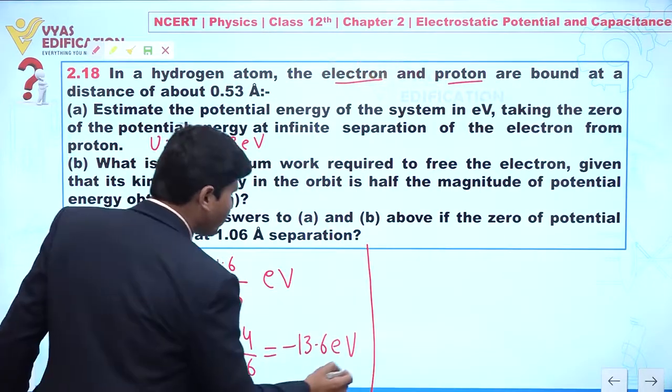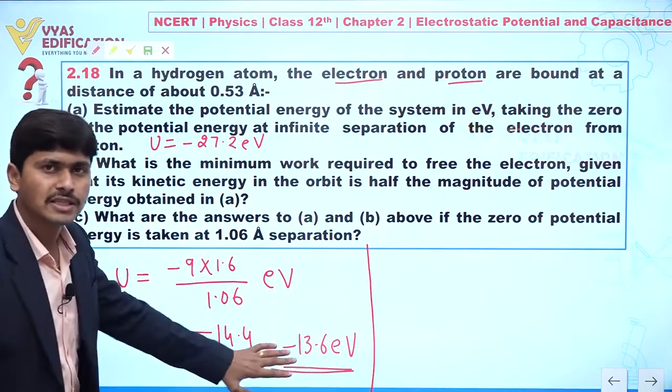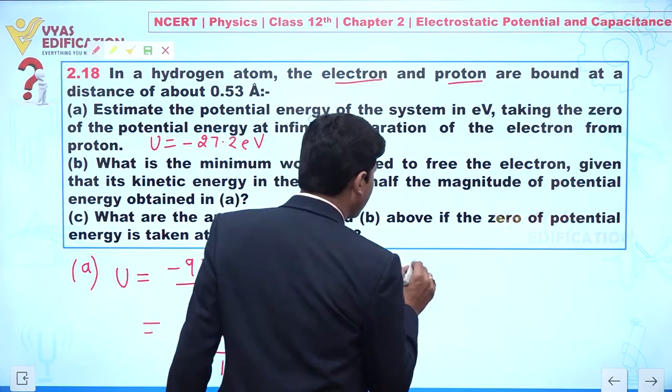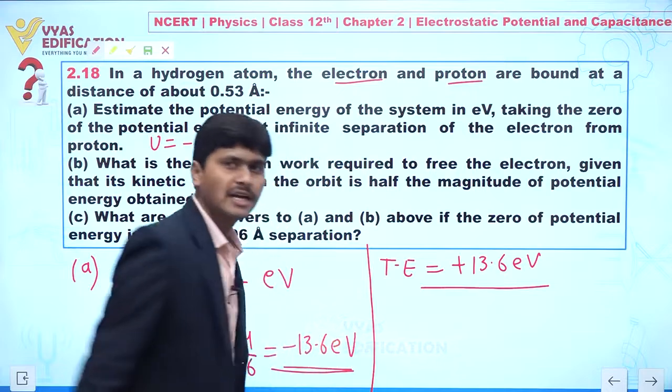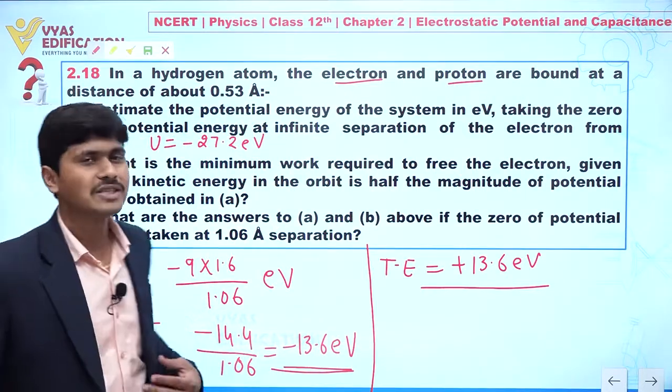So now we have the value of potential energy, this one, and if we want to free the electron, the total energy we have to provide is 13.6 electron volt. Clear to everyone? So this is all about this question.